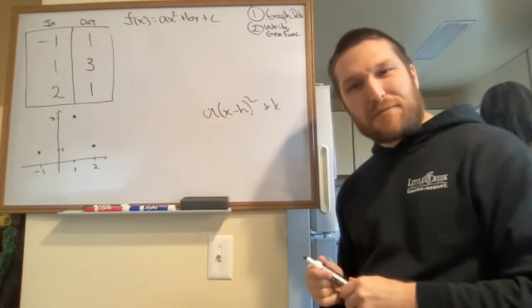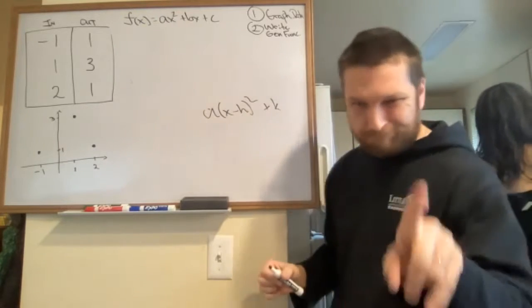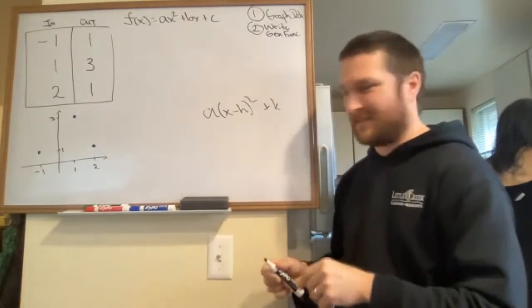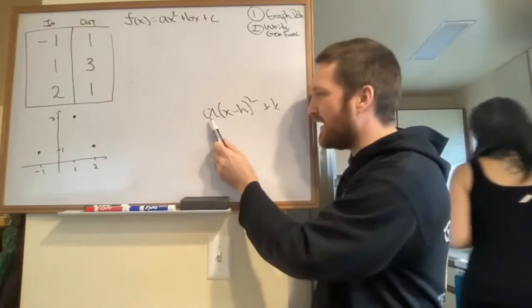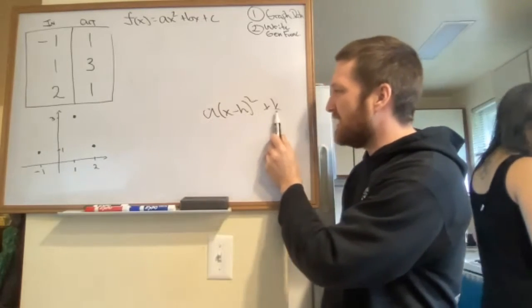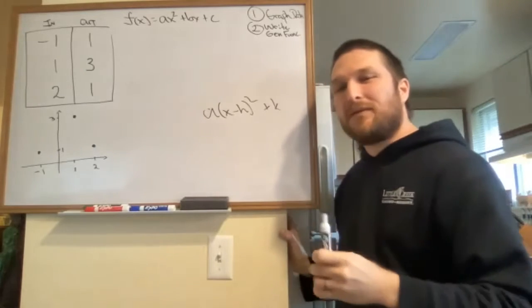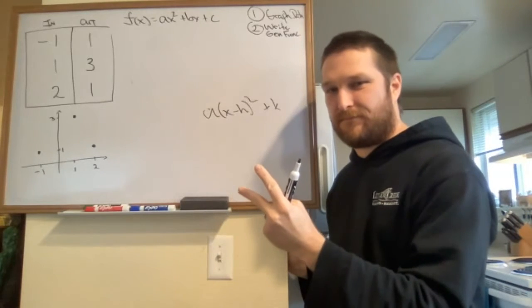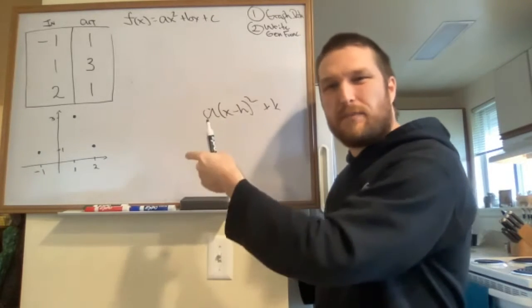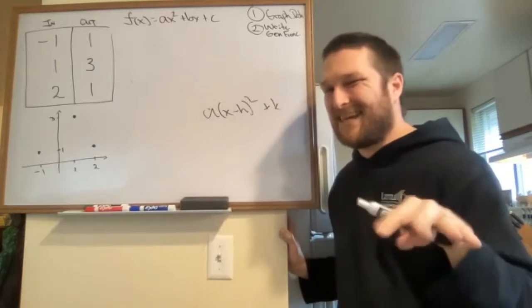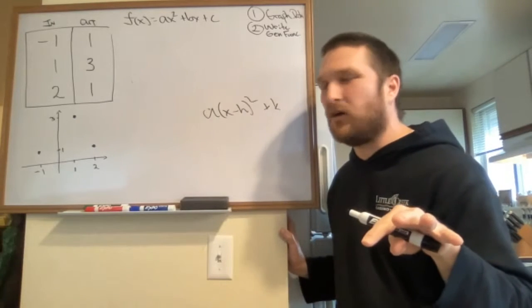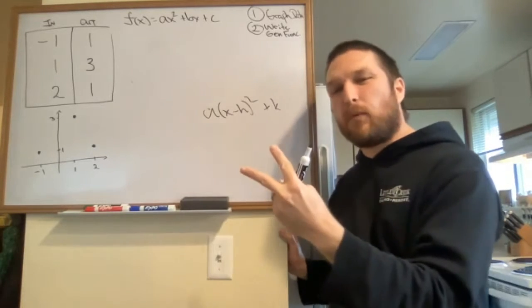Now you might say, wait a second, Justin. This last homework that I did, we had 3 unknowns. We had a, h, and k. And you only gave me 2 points. You're telling me I need 3 points in order to solve these, but I just did a homework where you only gave me 2 points.